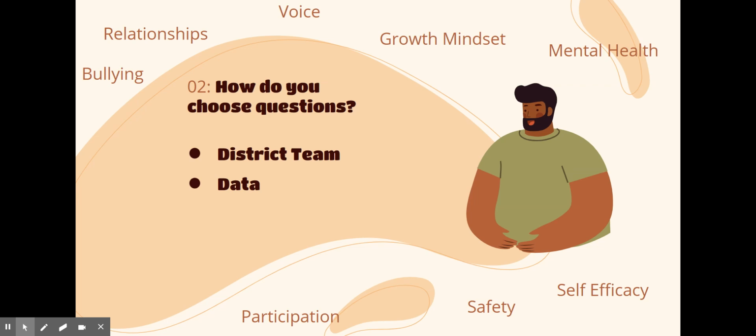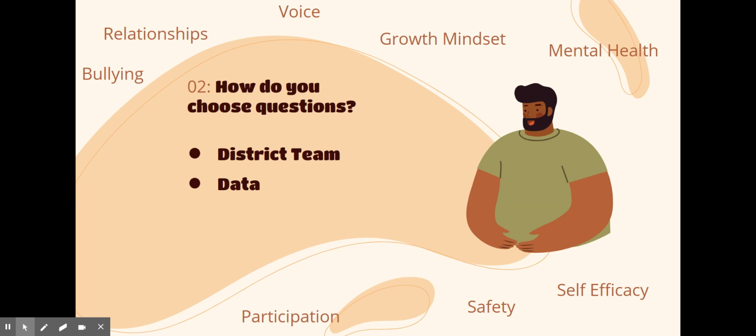So overarching ideas such as growth mindset, mental health, participation, safety, bullying, relationships. It all falls under the umbrella of social emotional learning, how we deal with ourselves and others. Those domains have a bunch of questions that fall underneath them. As a district team, we chose those questions specifically based on what could most address that competency, such as growth mindset.